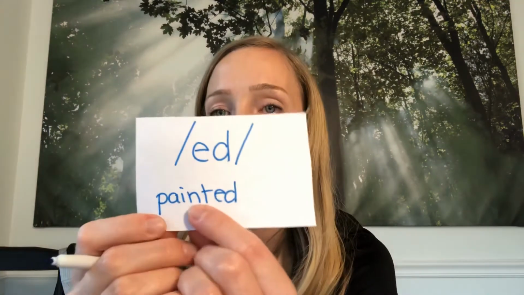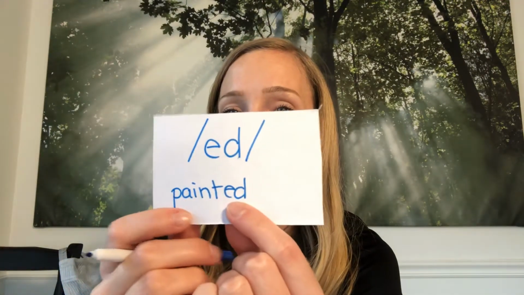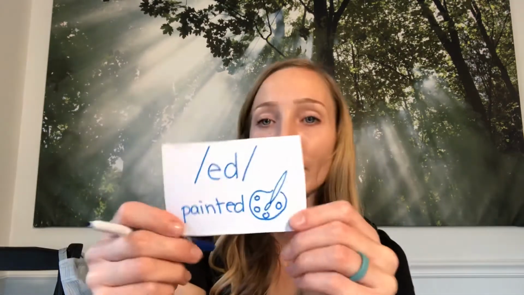Underneath ed, I'm going to write the word painted because painted ends with the sound ed. P-A-I-N-T-E-D, like this. So the word paint with ed at the end. Painted. Then I'm going to draw a quick paintbrush and an artist palette with the paint. Painted. So this will be my example for the ed sound. If you need to pause the video, go ahead and do that. If you're ready to move on, you can move on with me.